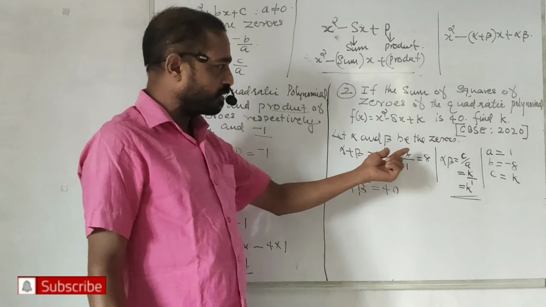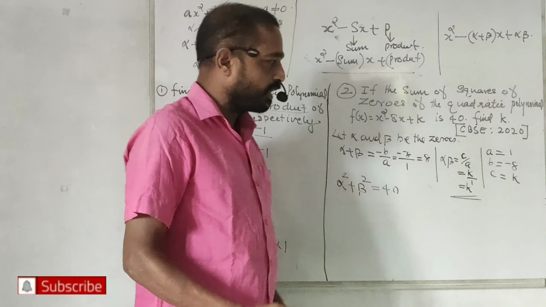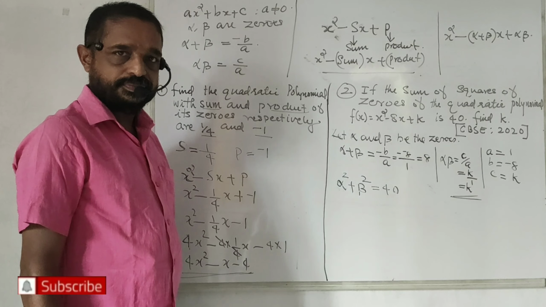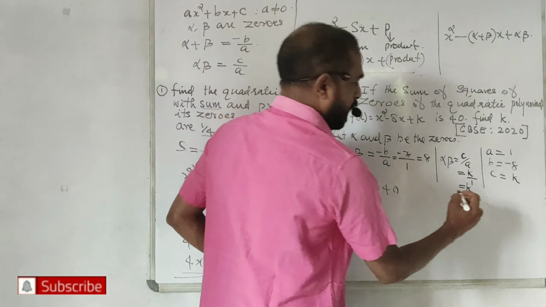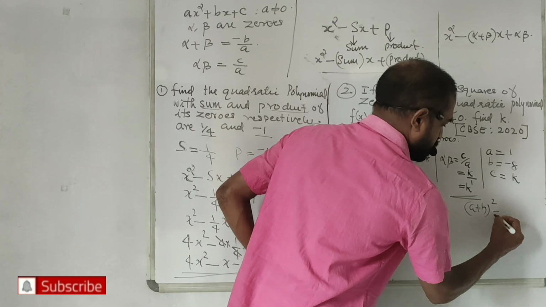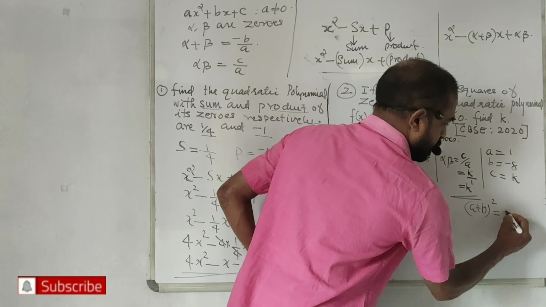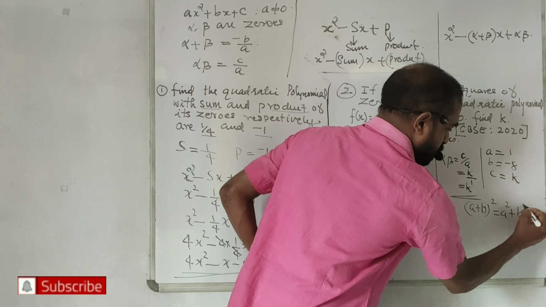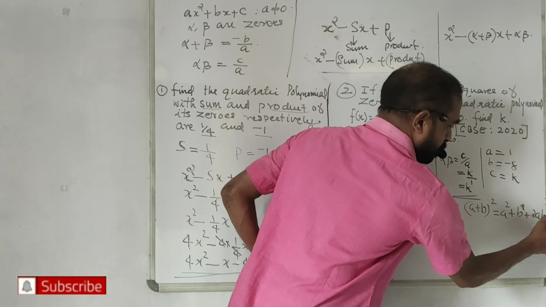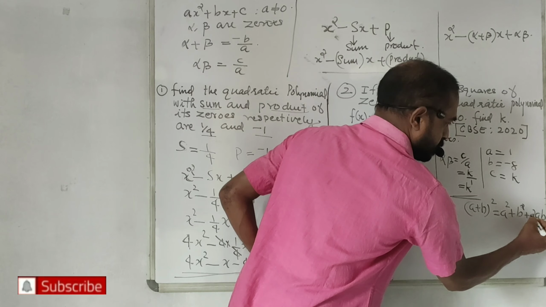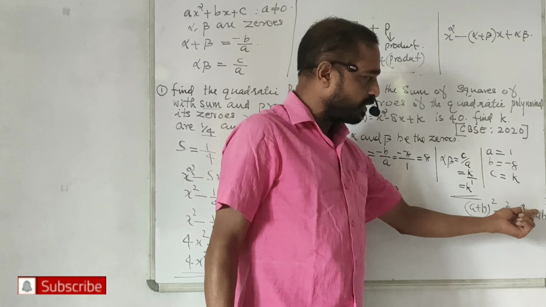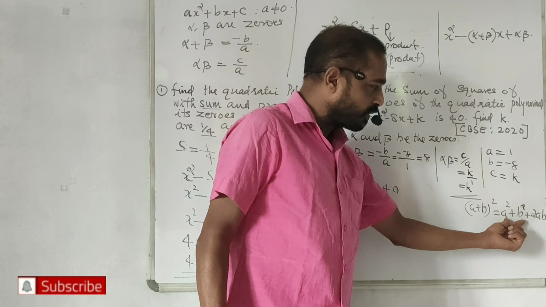And we know that alpha plus beta is 8 and alpha into beta is equal to k. So what is a square plus b square? We know that a plus b whole square is a square plus b square plus 2ab. So what will be a square plus b square?